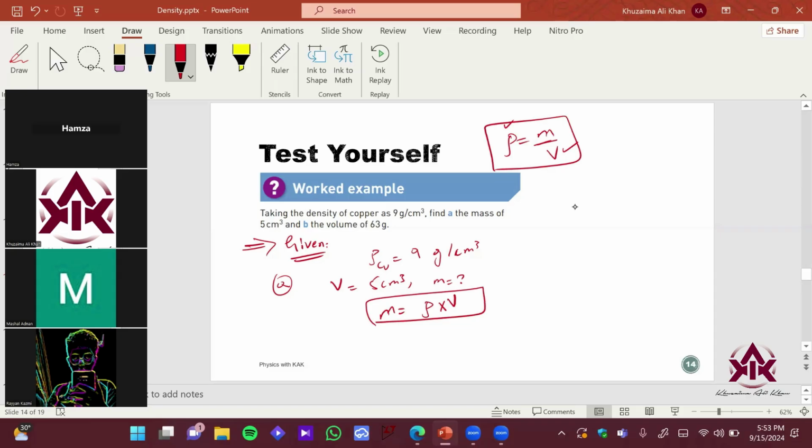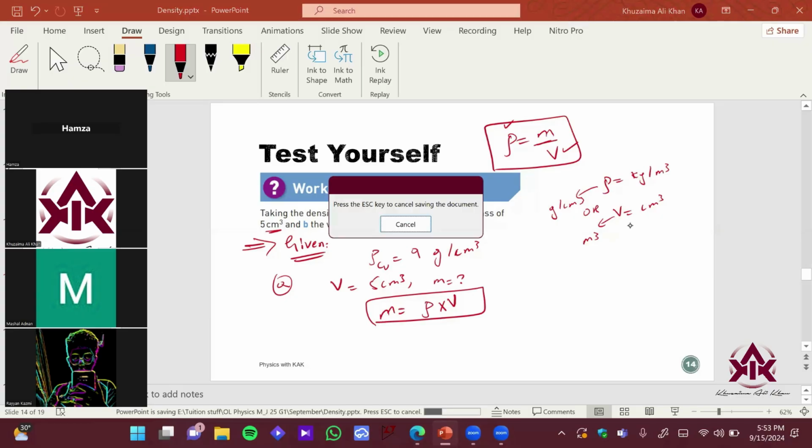Here you can see your density is in gram per centimeter cube and your volume is also in centimeter cube, which means your mass would be in grams. If the density was given in kilogram per meter cube and the volume in centimeter cube, you would have to convert to the same units. Whenever you're applying the formula, make sure the SI units are the same, because your answers won't be accurate otherwise. I hope it makes sense.